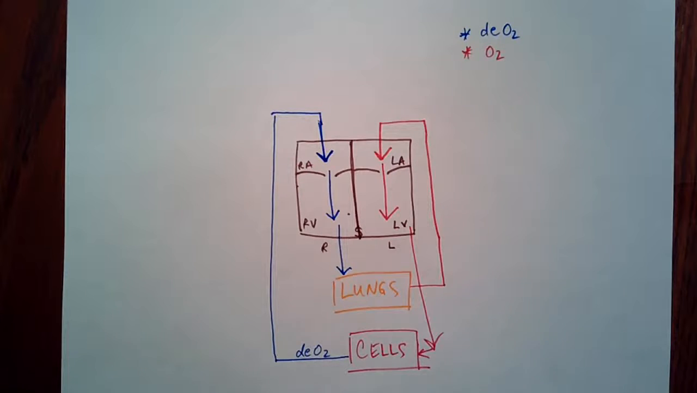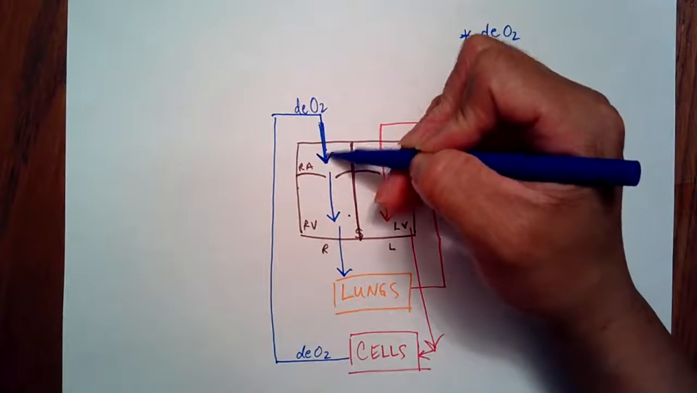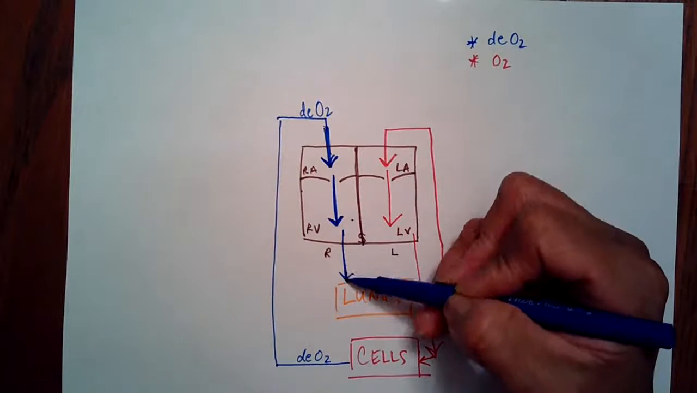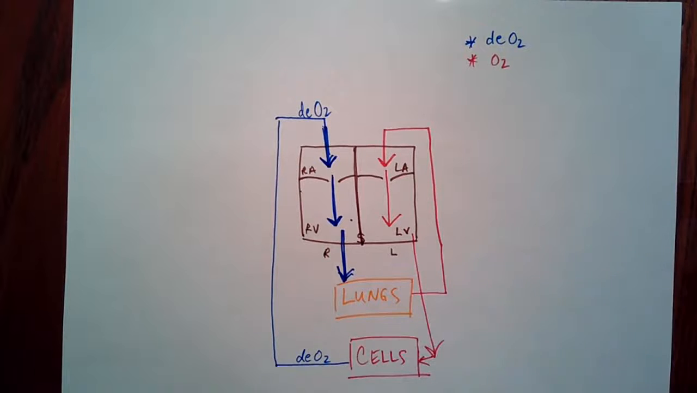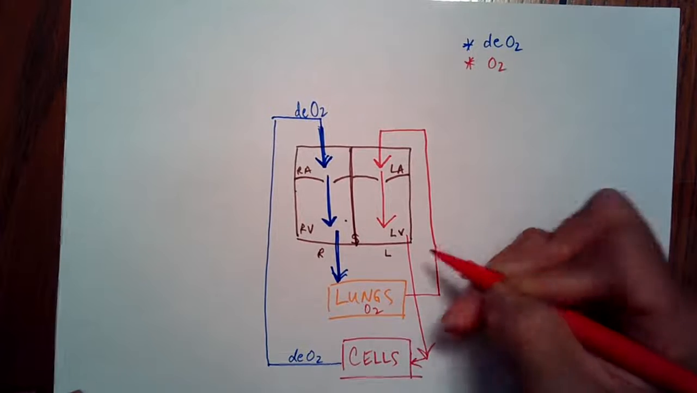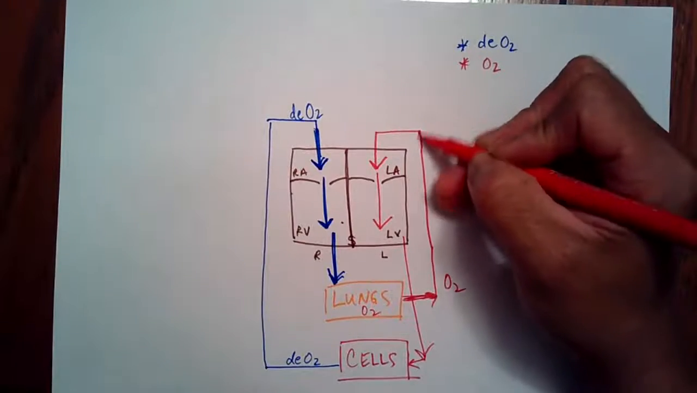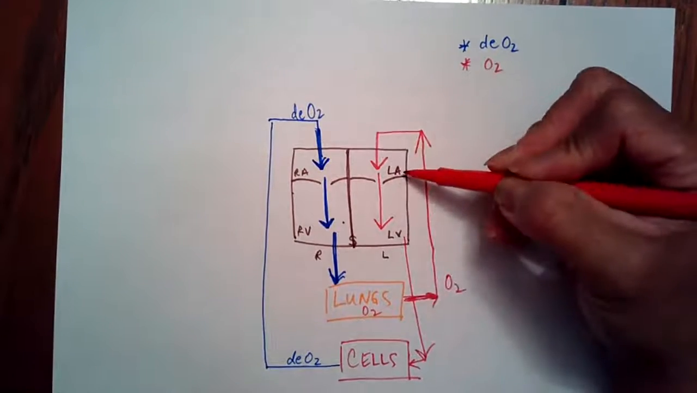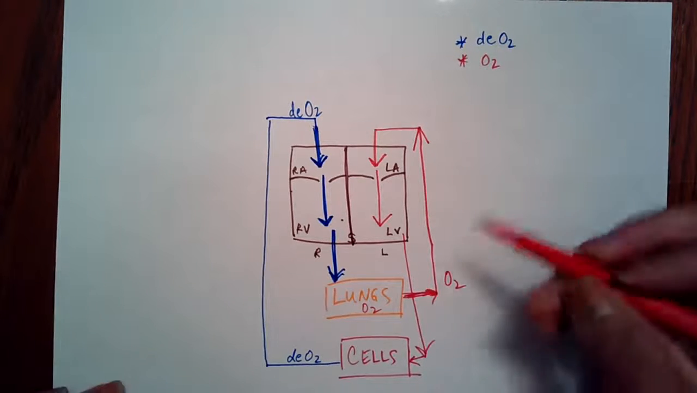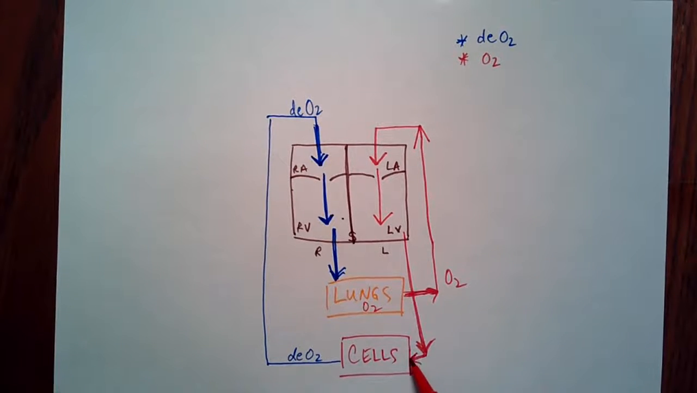So again, you have the deoxygenated blood entering the right atrium and into the right ventricle, out of the pulmonary artery into the lungs. So this is still deoxygenated, picks up the oxygen from the lungs. So now you have the oxygen-rich blood, and it goes into the left atrium to the left ventricle. And from the left ventricle, it comes out of the aorta. The blood goes this way and into the cells.